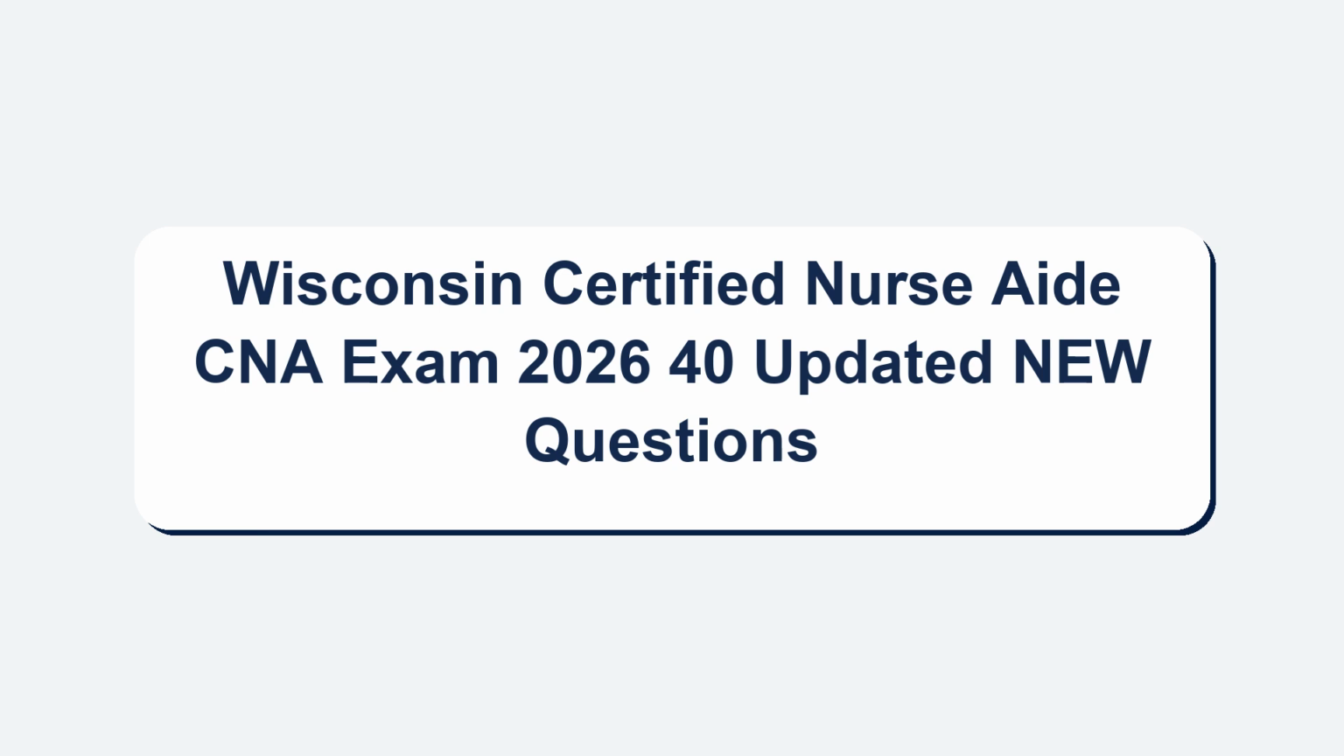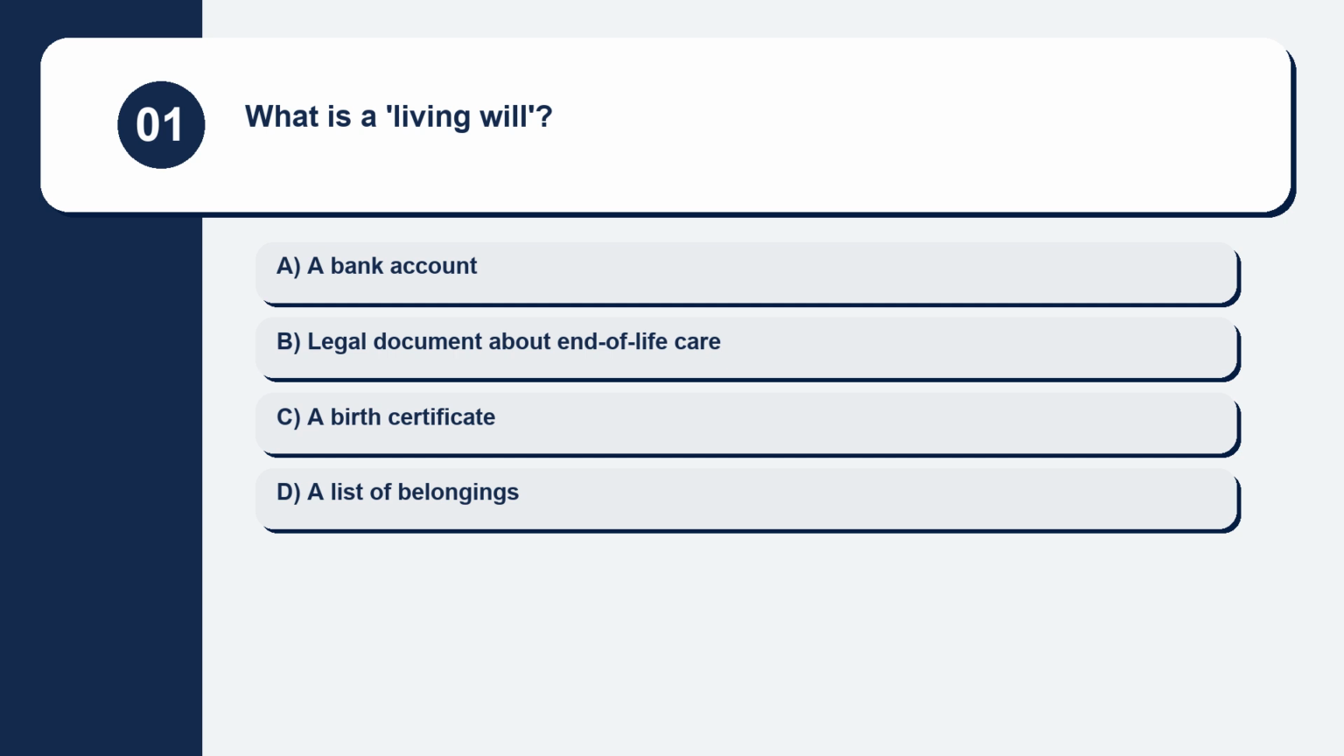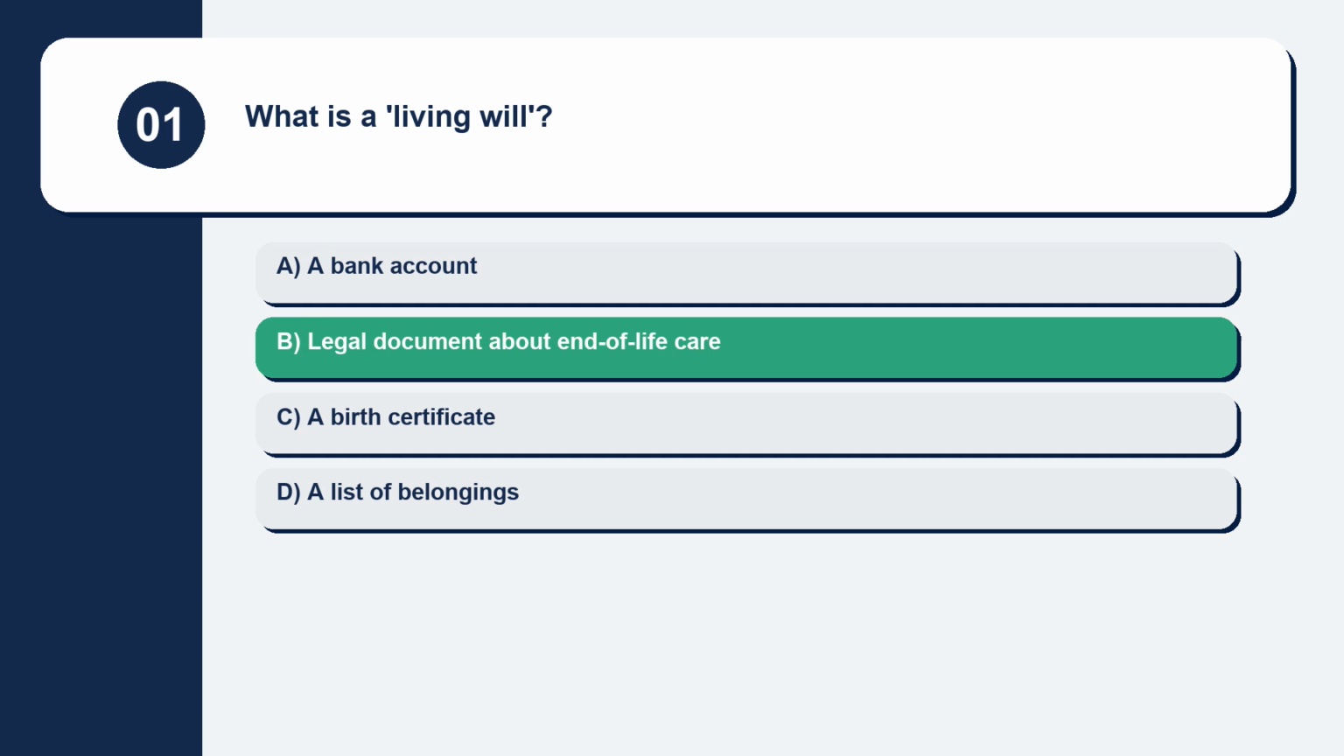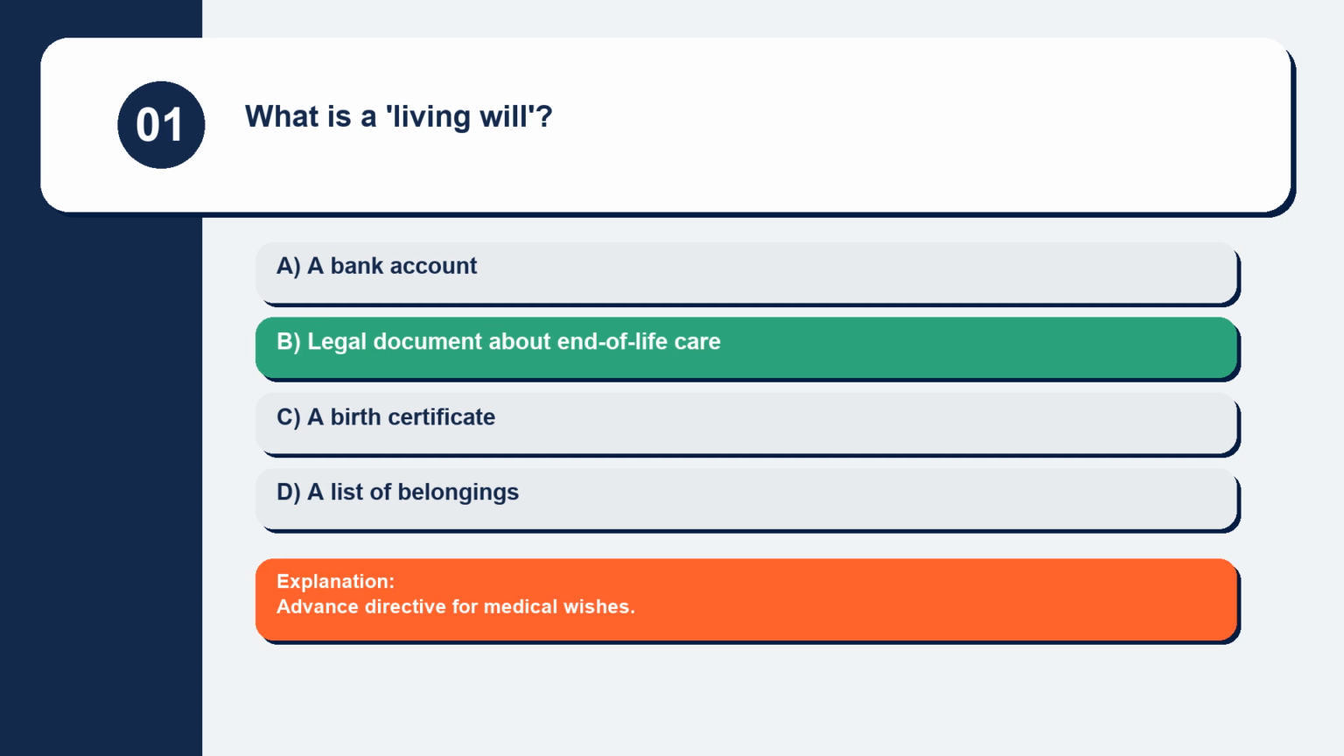Wisconsin Certified Nurse Aide CNA Exam 2026-40 Updated NEW Questions. Question 1. What is a living will? A bank account, legal document about end-of-life care, a birth certificate, a list of belongings. Advance directive for medical wishes.